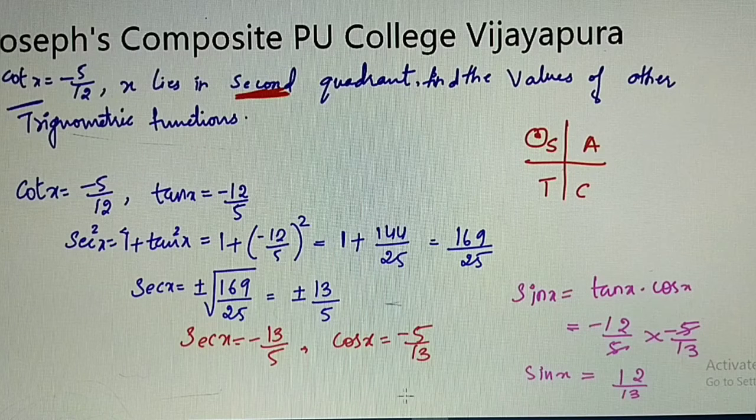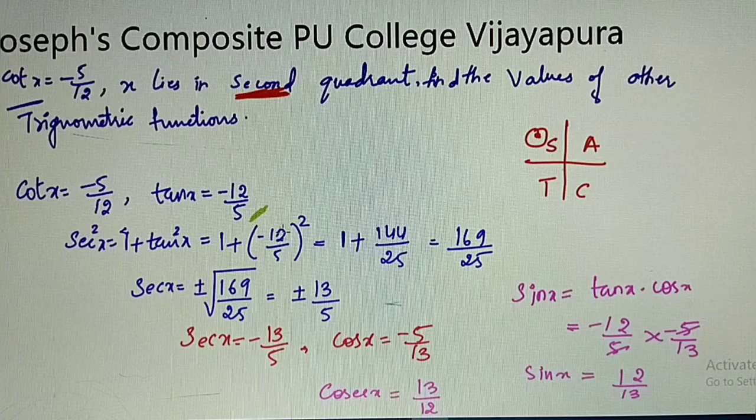So what is the value of cosec x? Because cosec x is the reciprocal of sin x, we get cosec x is equal to 13 by 12. So now look at this. Here we calculated all the trigonometric function values. That is, we calculated tan x, sec x, cos x, sin x, and the last one is cosec x.